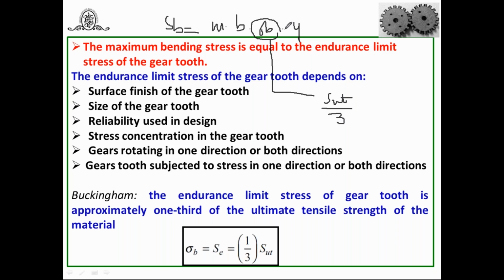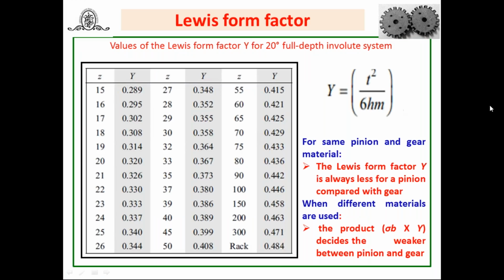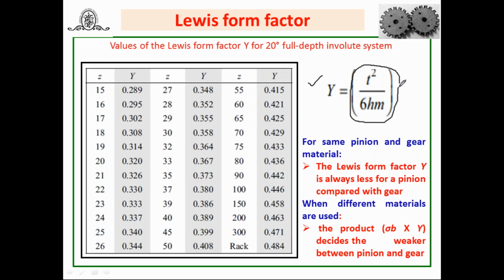Try to understand. Now let us see another term, Y, the Lewis form factor. I have discussed the term sigma b. Now let us see the Lewis form factor. You know very well, in the derivation we have taken t square upon 6hm. You know very well t and h remain the same for pinion and gear. Module is also the same, but module is defined in terms of PCD and in terms of Z. The module depends on Z. Z means number of teeth on pinion or gear, and D means PCD of pinion or gear. Therefore, Y depends on PCD and Y depends on the number of teeth on pinion and gear.